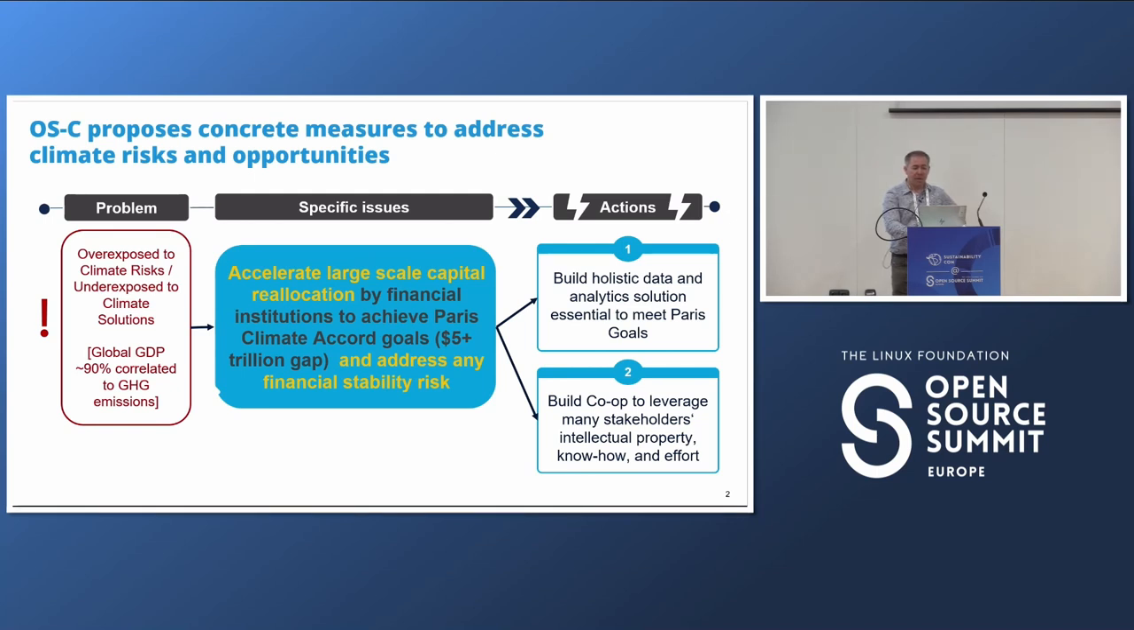So in OS Climate, what we've done is we have taken two actions. We took a view that we wanted to build a holistic data and analytics solution in order to meet the Paris Accord goals and manage the risks. And to do that, secondly, we decided to do that through a co-op. And this is leveraging and making a bridge between the research community, data providers, financial institutions, and so on. So that's our OS Climate commitment.